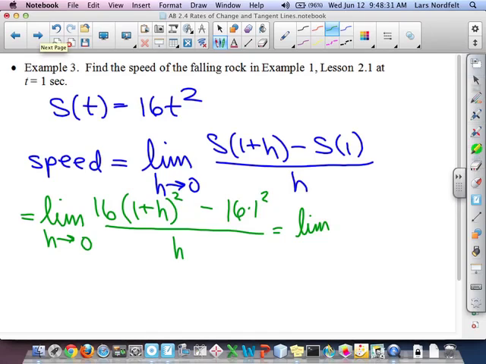The way I'm writing it here, where I write this limit as h goes to 0 each time, is something you should write when you're doing these kind of problems in your assignments. So 16 times (1 plus h) squared is 16 times (1 plus 2h plus h squared).